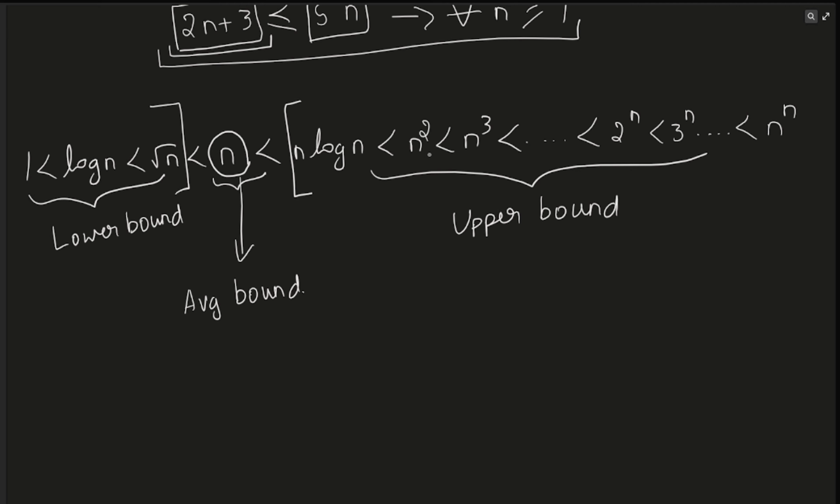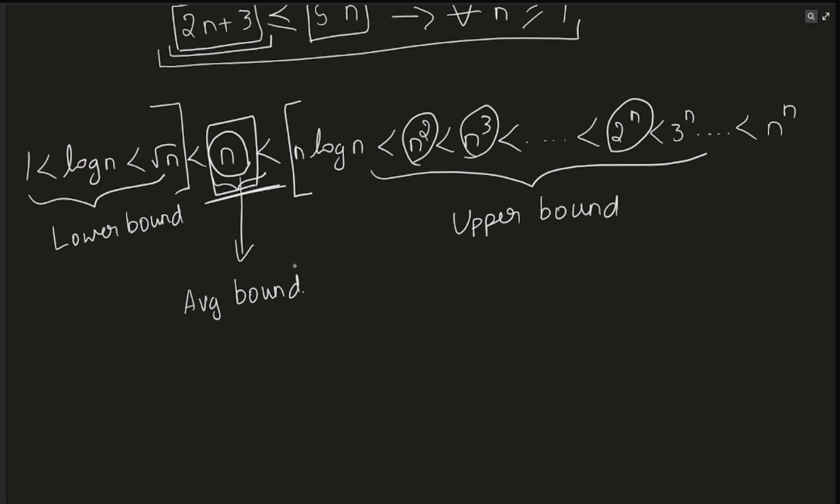For the function 2n plus 3, even the time functions n square, n cube, or 2 raised to n can also be considered as big O. Even though n square, n cube, 2 to the power n are true, we should always consider the closest function to the upper bound. Which is the closest function to the upper bound? N, right? So we will always consider the tightest upper bound for big O. The tightest upper bound here is nothing but the time function n.